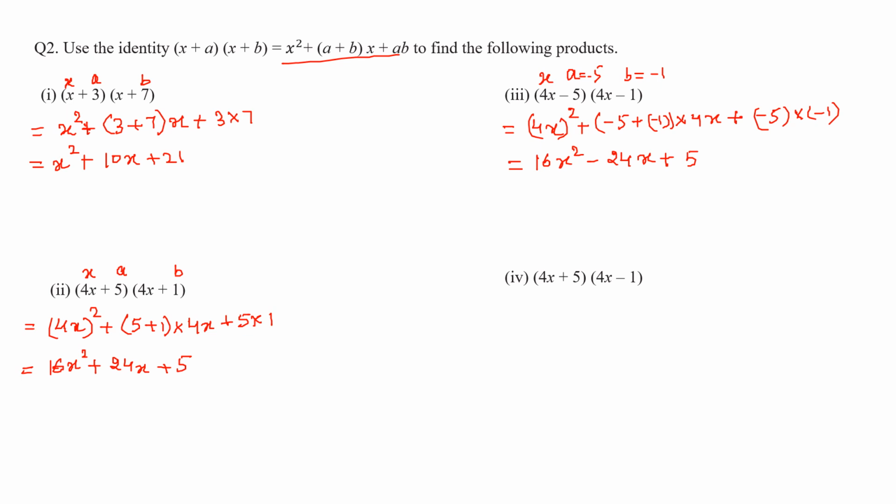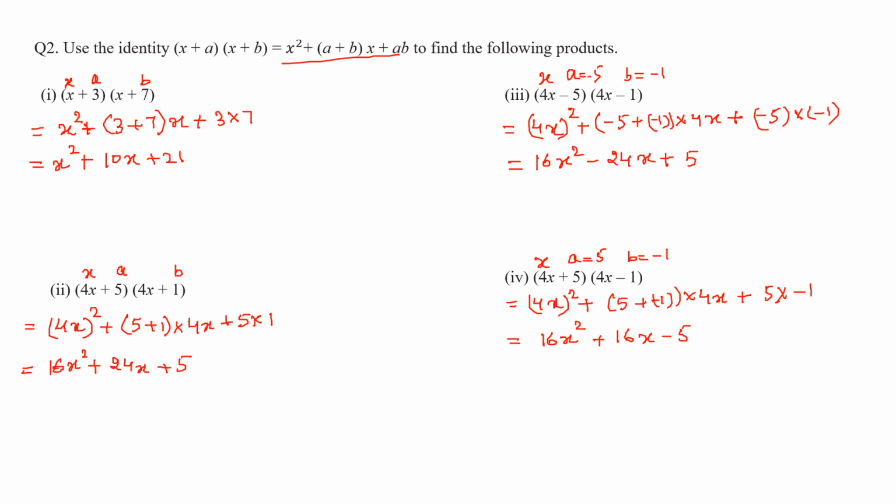Now the fourth question. If you see here, one is positive and one is negative. So your x remains 4x, your a is 5, but your b is minus 1. So it will be (4x)² plus (a + b), which means 5 plus minus 1, multiplied by x, which is 4x, plus 5 into minus 1. So (4x)² will give 16x². 5 plus minus 1 will give 4, and 4 into 4 will give 16x, and 5 into minus 1 is minus 5. So this is the fourth question.